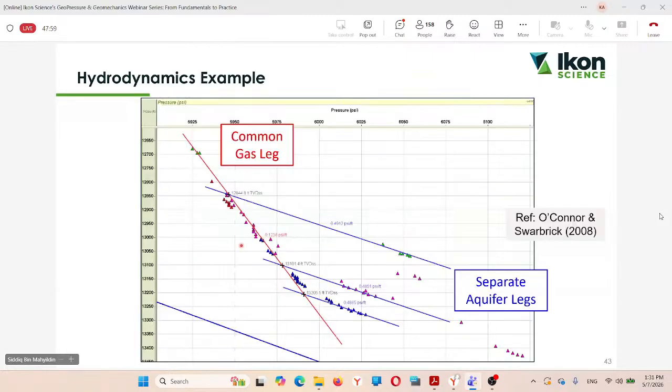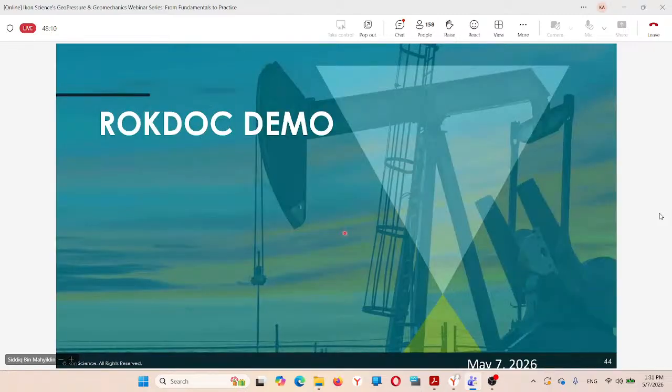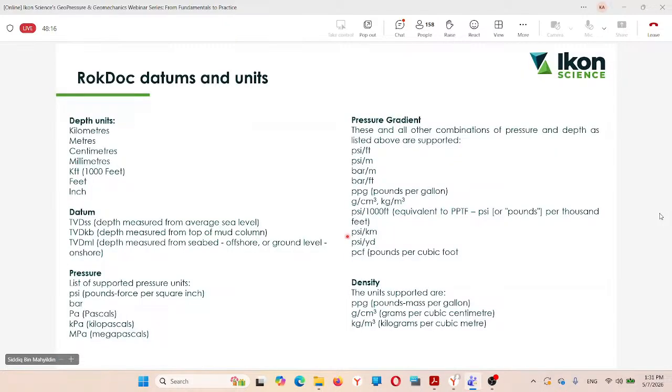And this is exactly the same example from this study by O'Connor and Swabrick. They see the common gas lake with separate aquifer from hydrodynamic trap, basically. All right, I'm going to move to the RokDoc demo, but before I go to the RokDoc demo, there are datums and units that we could use.